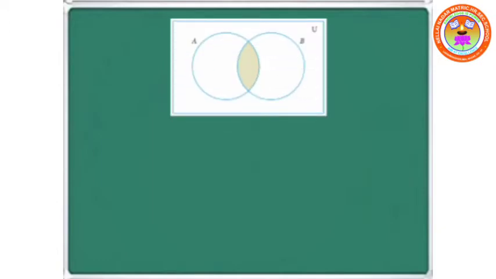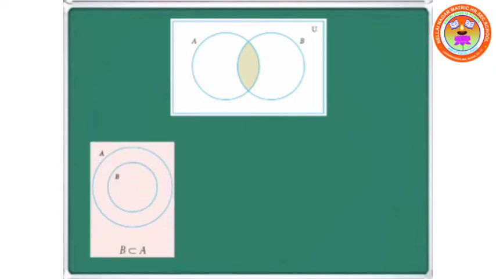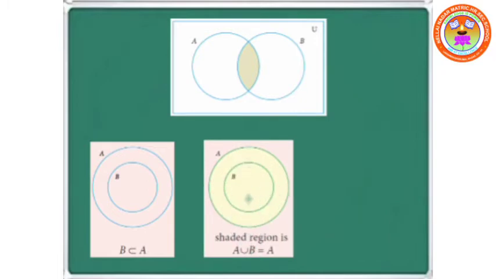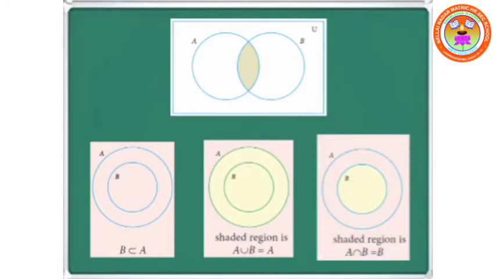This is the Venn diagram for the set A intersection B. The common portion of A and B will be shaded. If B is a subset of A, that means B is fully inside the set A. A union B will be the greatest set A. A intersection B will be the smallest set B.